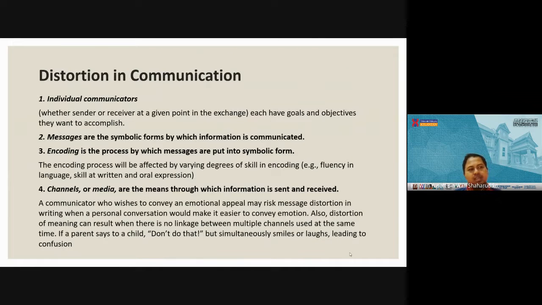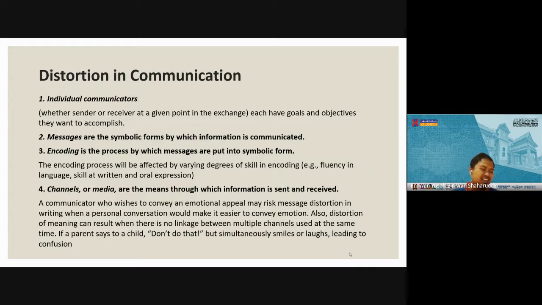Sometimes in negotiation, we could also have distortion or disturbance in communicating the negotiation process. Number one, individual communicators, whether sender or receiver at a given point in the exchange, each have goals and objectives they want to accomplish. So during a communication process involving negotiation, we know that both of them have their own goals to accomplish.